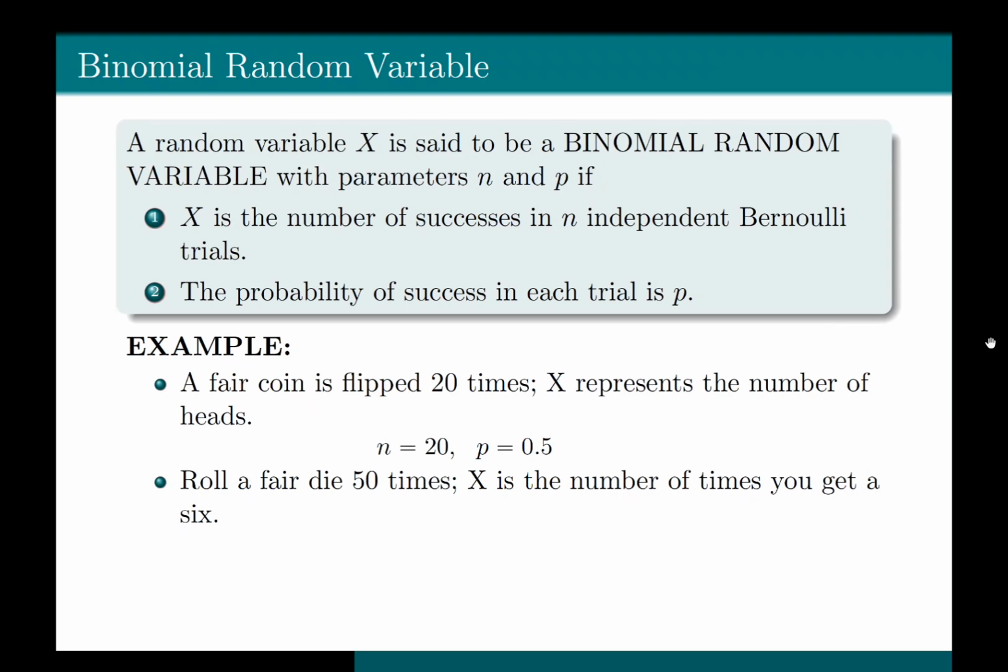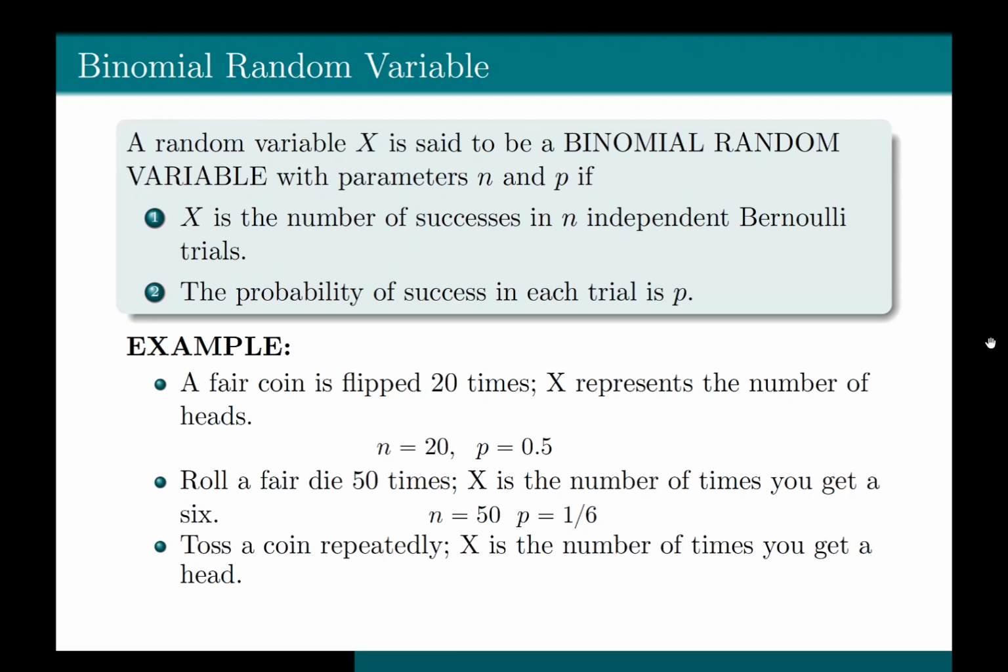Roll a fair die 50 times, and X represents the number of times you get a 6. It is again an example of a binomial random variable, because when you roll a die once and success represents getting a 6, it is a Bernoulli trial. When you conduct it 50 times, it becomes a binomial random variable with n equal to 50, and the probability with which you get a 6 would be 1/6, because when you roll a die, the probability of getting 1, 2, 3, 4, 5, 6, any outcome is equal to 1/6. It's an equally likely outcome. Therefore, the probability here would be 1/6.